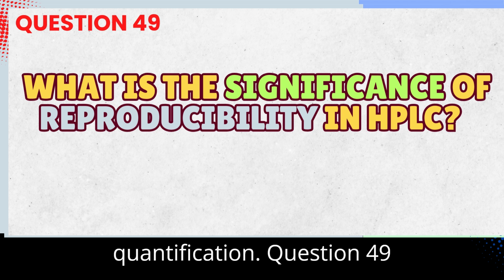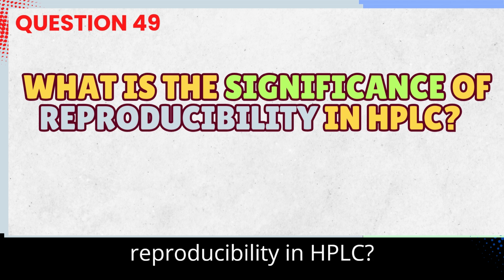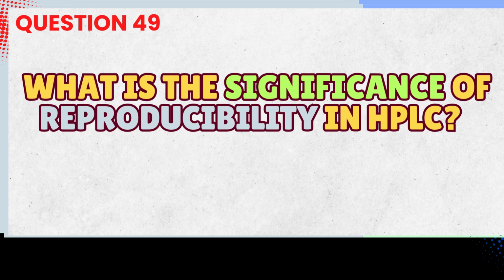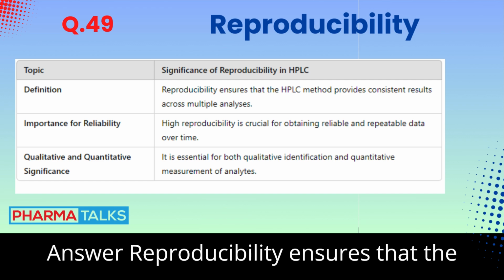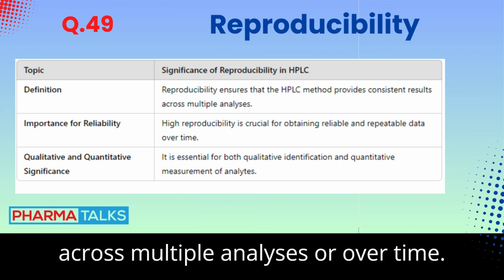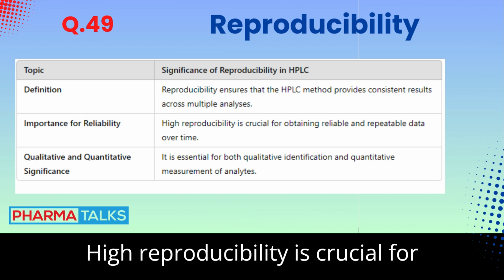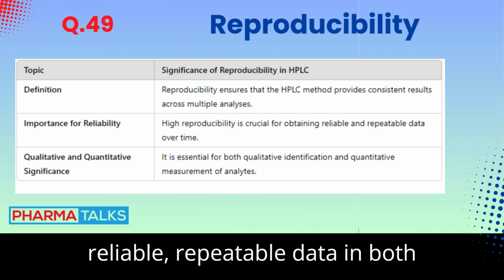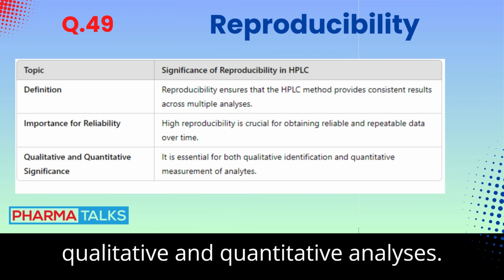Question 49. What is the significance of reproducibility in HPLC? Answer. Reproducibility ensures that the HPLC method yields consistent results across multiple analyses or over time. High reproducibility is crucial for reliable, repeatable data in both qualitative and quantitative analyses.